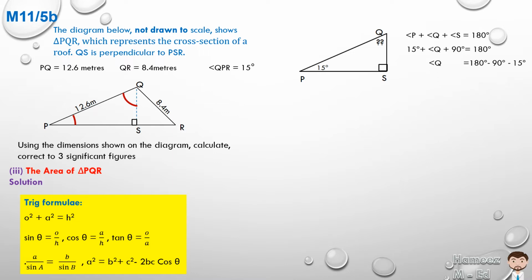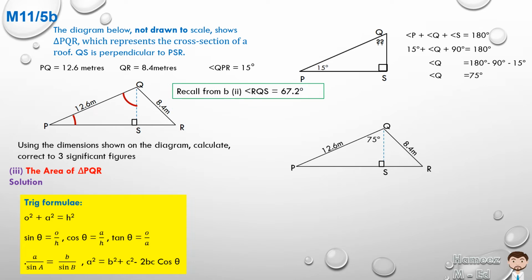So Q is equal to 180. Let's carry across the others on the right hand side. So it will be 180 minus 90 minus 15. And that works out to be 75 degrees. So let's look at the entire triangle now. On the left hand side, the angle PQS is 75 degrees. And let's recall from B part 2 that the angle on the right hand side, RQS, is equal to 67.2 degrees. As such, the entire angle PQR is equal to 75 plus 67.2, and that gives us 142.2 degrees.